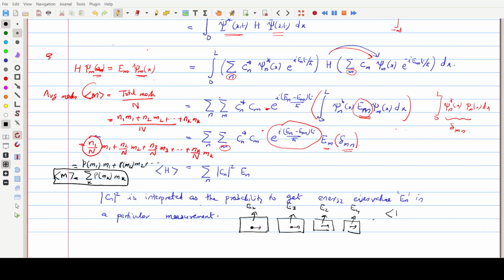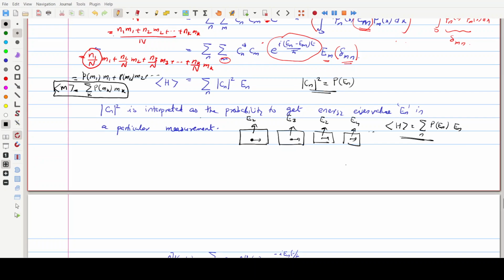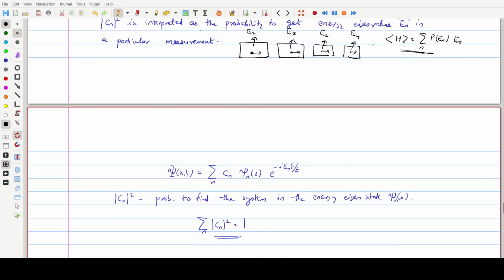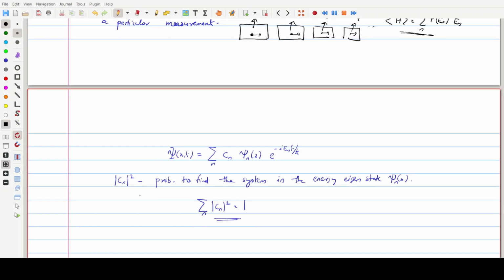So the average value of energy is the sum of the probability to get the energy eigenvalue En, times En. This is the final result. Theoretically, we find that the expectation value of the Hamiltonian is the sum over n of mod Cn square times En. So mod Cn square is nothing but the probability to get the energy value En. Or in other words, the energy eigenvalue En is related to the energy eigenfunction. Recall our psi of x, t is the sum over n of cn sin of x, e raised to minus i En t by h cross.